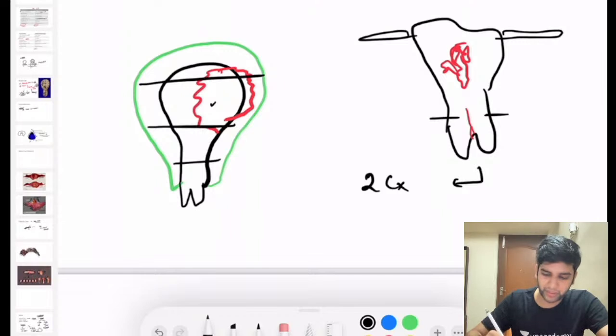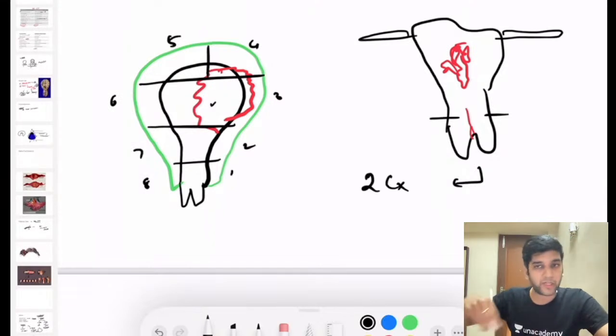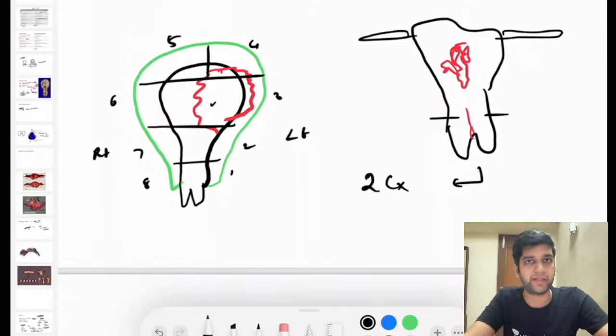That's more than enough. While you embed, you can say 1, 2, 3, 4, 5, 6, 7, 8, and draw this also on your grossing sheet. And please don't forget to write left and right, right? So draw it completely and gross it completely and give it to them. I am sure that you know how to pick up a left and right part of an uterus.